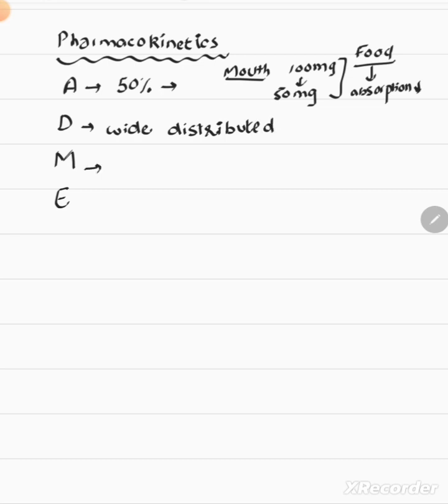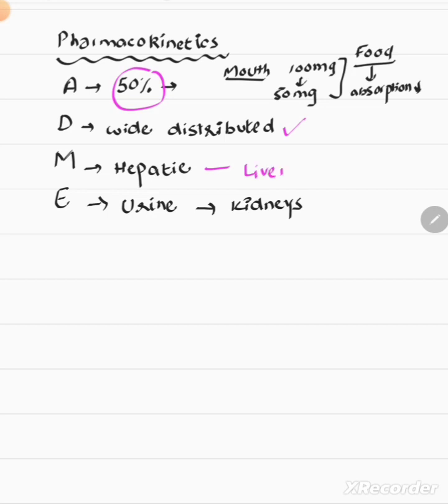The metabolism is hepatic. That means that the drug is metabolized in the liver into inactive compounds, and then it is excreted in the urine by the kidneys. So the absorption is around 50%. The distribution is very wide, to almost all tissues of the body. Metabolism is by the liver, and the excretion is by the kidneys. And this is the reason why we reduce the dose of diclofenac in kidney impairment.